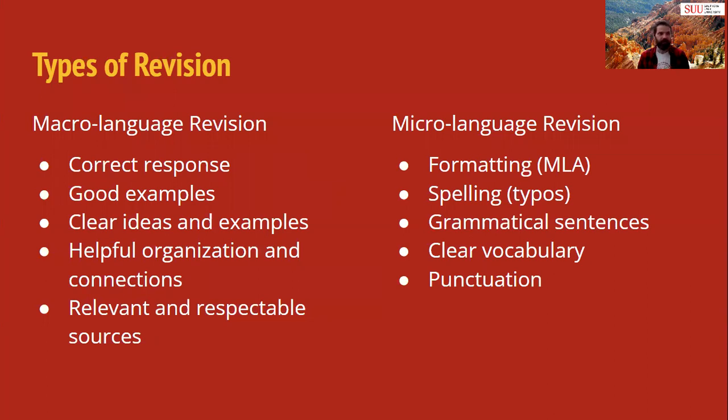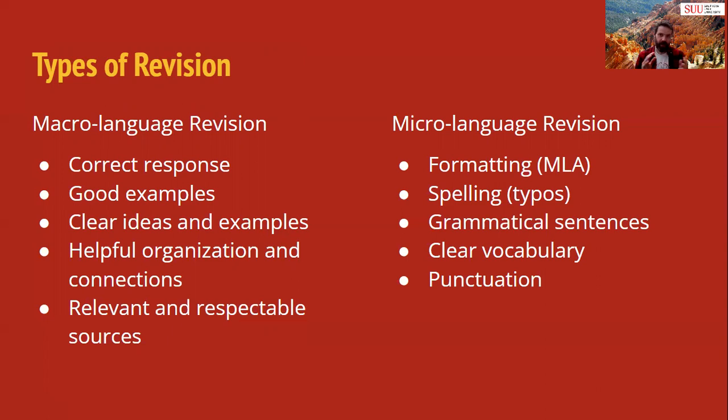Do you have good examples? Are your ideas clear? Have you organized your information well? And do you have good connections or transitions between your paragraphs and between your sentences? And if it's a research paper, do you have relevant and respectable sources to support your writing? So that's macro level revision. Micro level revision is more at the sentence or the word level, whereas macro language revision is at the paragraph or the whole paper level.